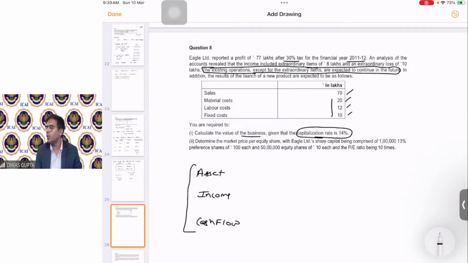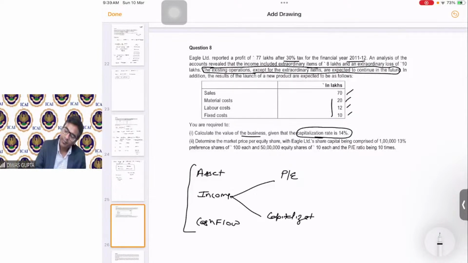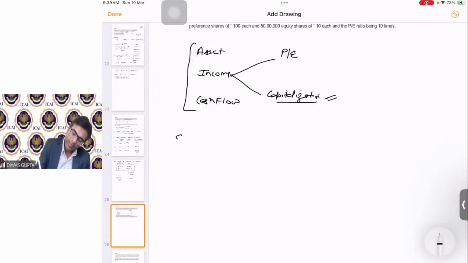Very good. Mansha, Jyoti, Kusuma, Satish, all of you are correct. Now within income also, we have studied two techniques. Tell me which one to use within income. We have studied two techniques, students. One is PE, second is capitalization rate. This is a question on capitalization rate. Correct? So we will use the capitalization rate technique. So let's start with the solution. Yes, Gurram, Suraj, Prashant, Satish, Kusuma, Jyoti, Mansha, all of you are correct.